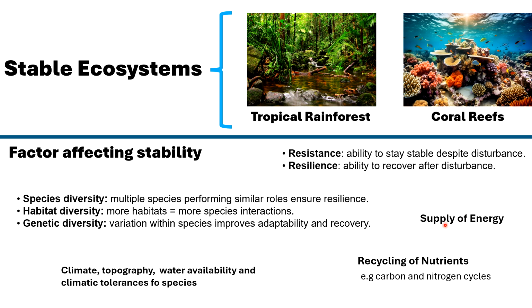They have good supplies of energy from the sunlight, nutrients in the soil. There's a lot of carbon and nitrogen cycling. I believe this is a different topic. Good climate, water availability, topography, and they have a lot of species diversity. There's a lot of different species, a lot of different habitats. You know, rainforests have rivers as well as the trees, and genetic diversity. So the species within have a lot of mutations. There's a lot of speciation and natural selection going on.